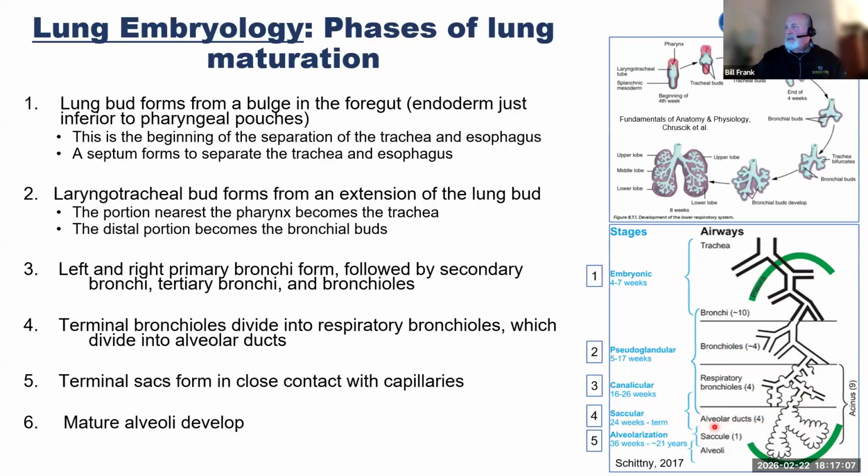We know that the process of developing this oxygen exchange happens from 36 weeks even to 21 years. So even after you're born, we're still developing those connections between the arterial system and the alveolar sacs.